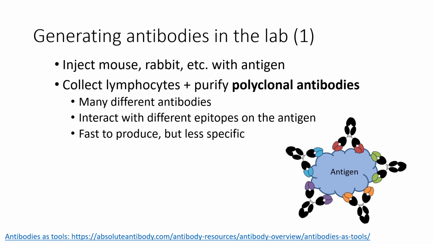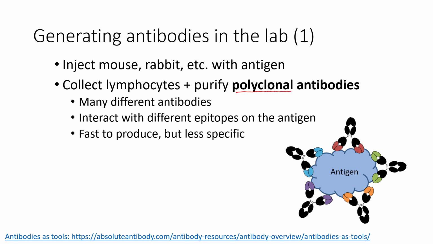Often we'll use rabbits. You can also use mice. You can also use other animals. You'll inject them with an antigen. Their body will mount an immune response. And you can then collect lymphocytes, or you can just collect serum, or you can collect other fluid where the antibodies might exist, and you can purify out antibodies from the animal that you asked to make them for you. In this case, you would make what we call polyclonal antibodies.